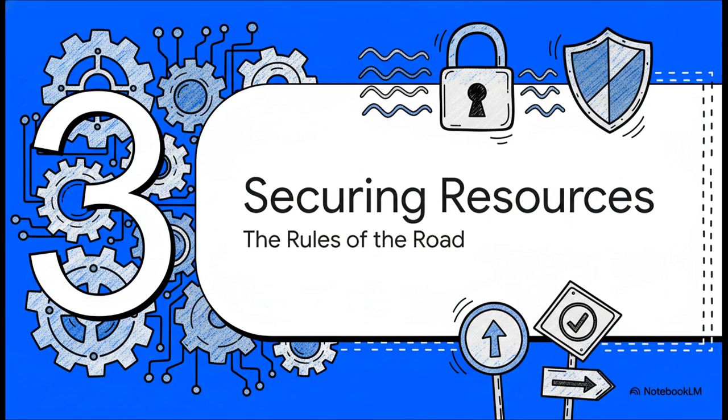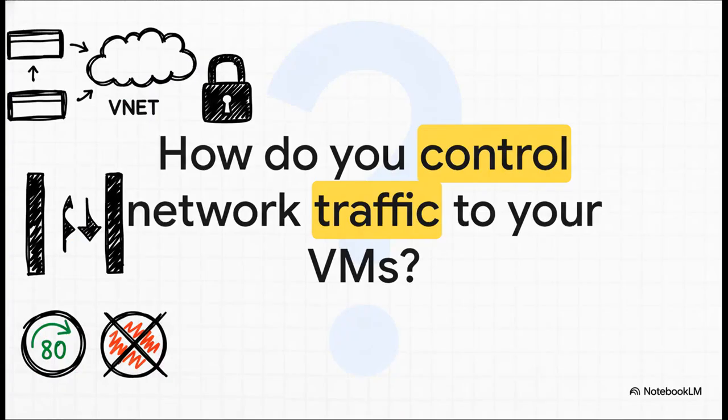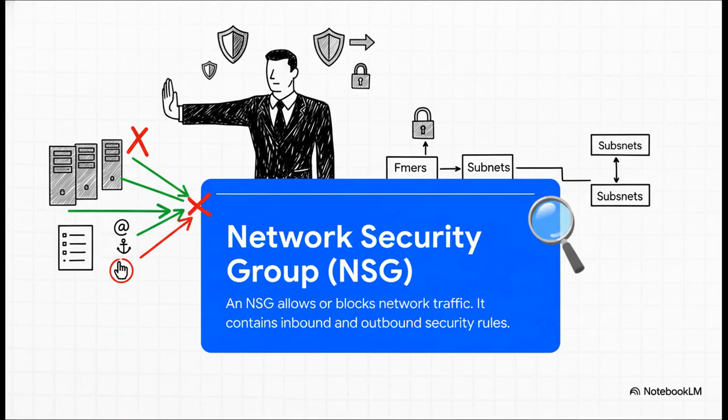So, we've built our infrastructure. Our house is standing. But a house without locks is, well, it's just asking for trouble, right? Now we have to secure it. This whole next section is about governance and security, the absolute essential rules of the road for your Azure world. Think about it. Your VMs are up and running inside your private VNet. That's great. But how do you control exactly what traffic can get to them? How do you open up, say, port 80 for your web server but block absolutely everything else? The answer to that question is a network security group, or NSG.